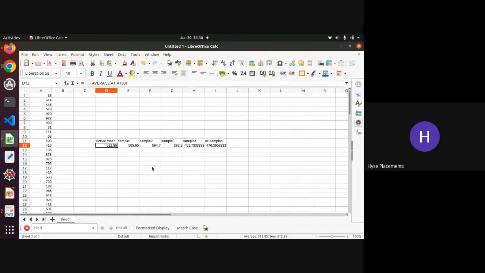Clear? So by using Excel, there are so many statistical formulas present in Excel. You can play with the statistical formulas, right? Yeah, we can play with the statistical formulas now here. That's good.